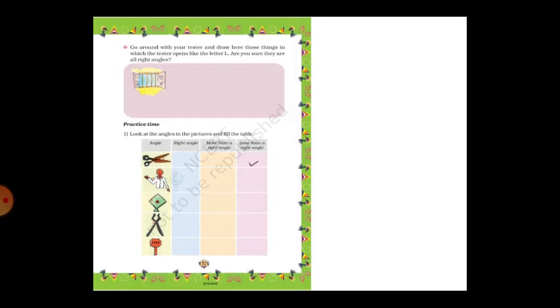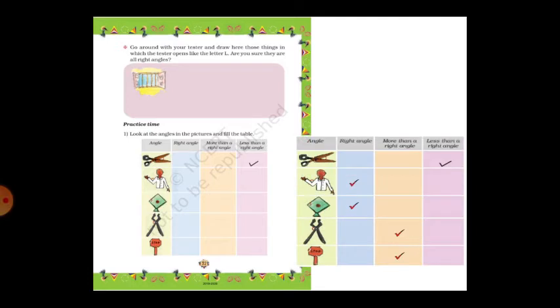Look at the angle in the picture and fill the table. See, one is already done. Angles are given using the pictures: right angle, more than right angle, less than right angle. If it is more than a right angle, put a tick mark in that column. If it is less than a right angle, put a tick mark in the less than right angle column. Right angle means the right angle column. In the second picture, you can observe the man's hand. If you measure it, it is a right angle. It measures 90 degrees.